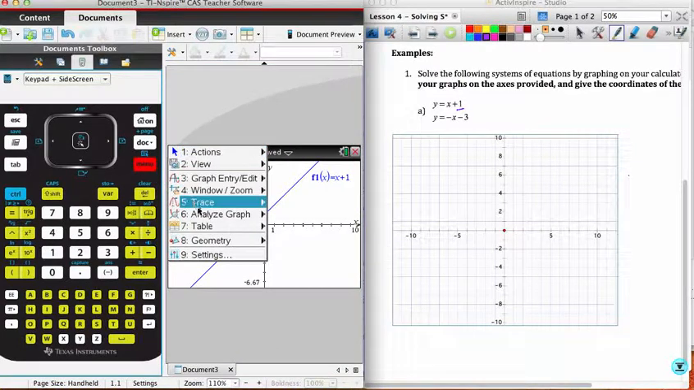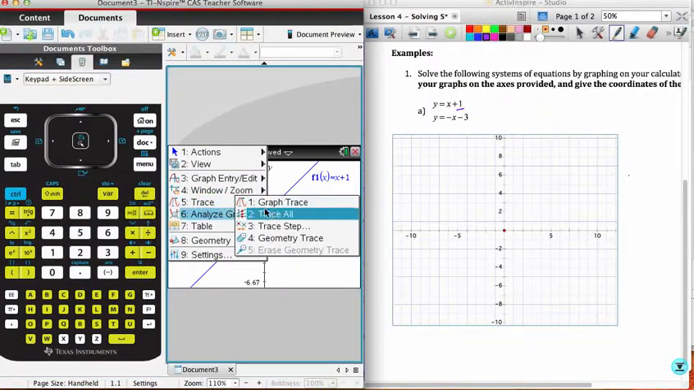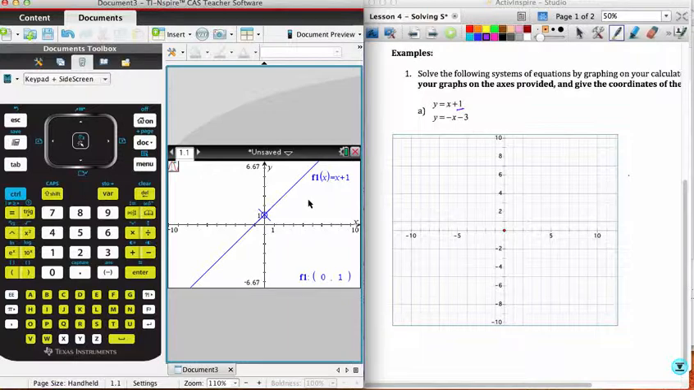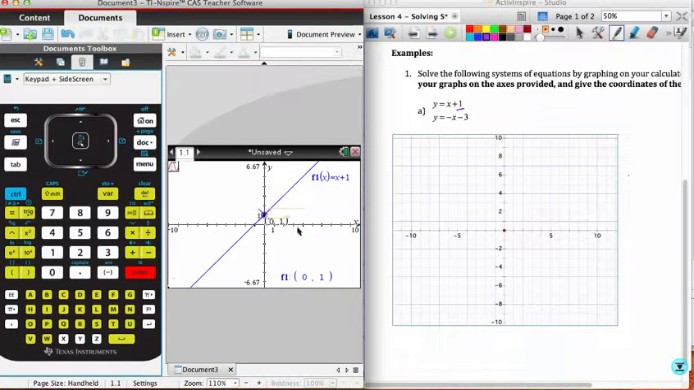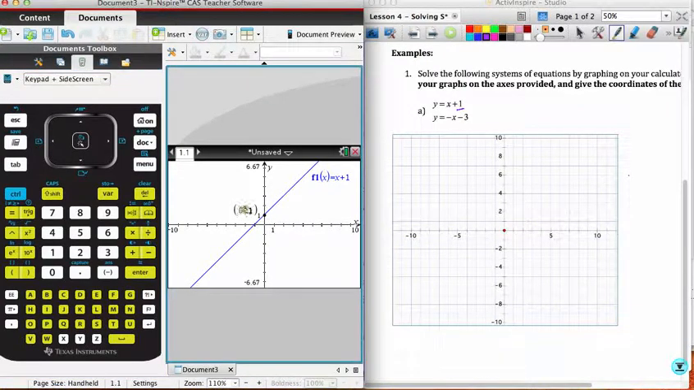If we go to menu and we push trace, and if you were to trace the graph, as you move your cursor left and right, you'll see it will stop on the y-intercept. And if you just hit enter on your calculator, it will then paste the coordinates of your y-intercept there, and you then hit escape to get you out of that menu. So here I have the y-intercept of my line.